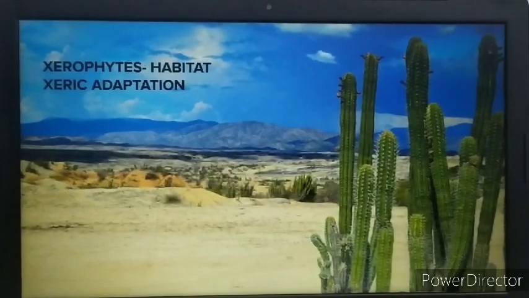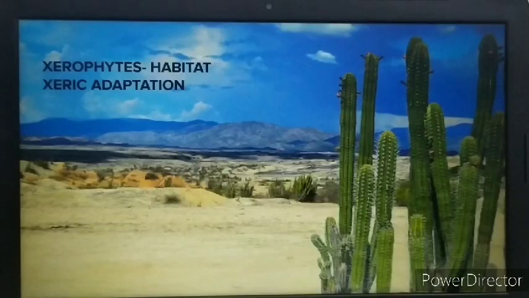So these cactus are found in the desert area, and therefore these plants which grow in the desert area, we call them as xerophytes. And the adaptation is termed as xeric adaptation. Why do we call it xeric adaptation? The reason behind it is the desert plants live in extremely dry environment, and they show adaptation to conserve water, that is to save water, and also they store water.